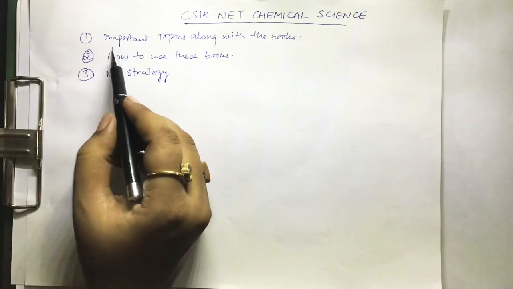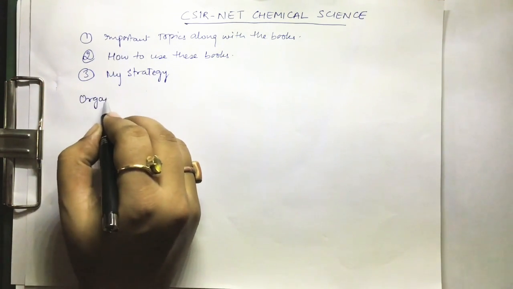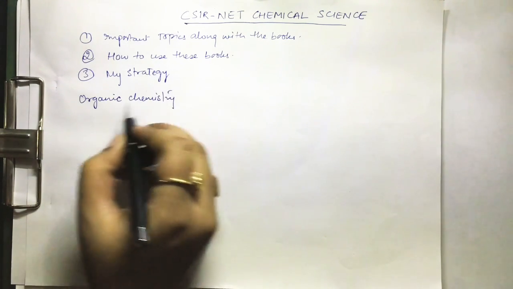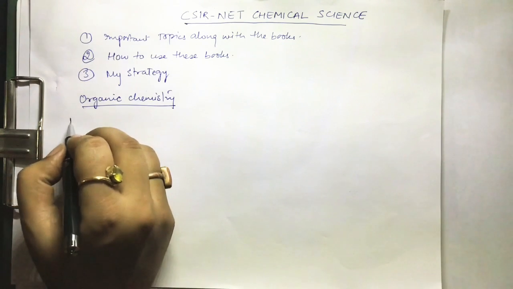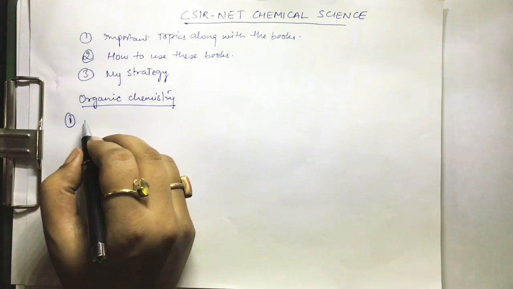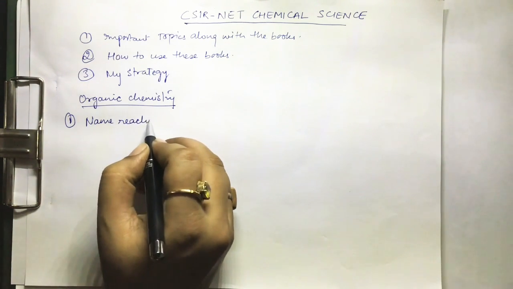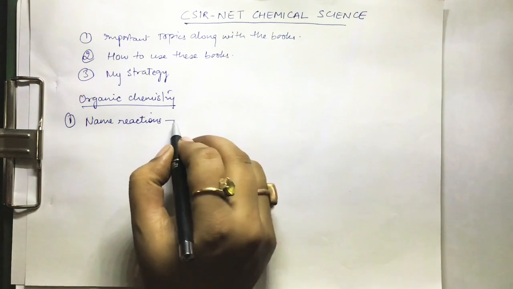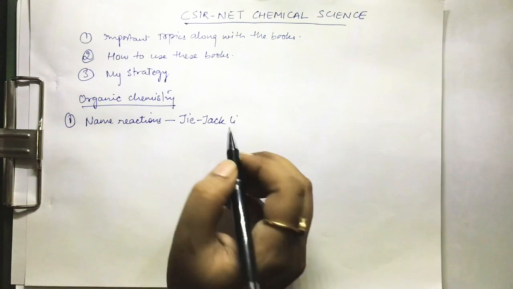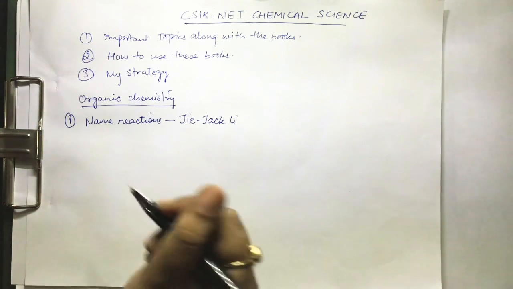So coming first to the important topics, I'll start with the organic chemistry. Now if I look in organic chemistry, the very first important topic that you need to study is name reactions. For studying the name reactions, you can refer to Jack Lee book, which has got around 300 reactions, only the name reactions along with their examples.